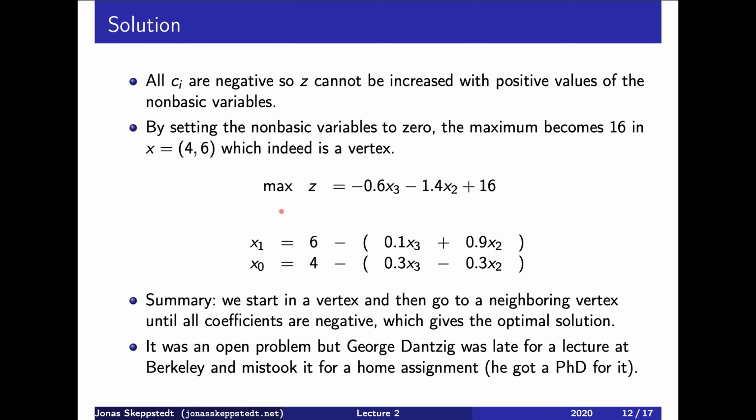In this system, it turned out that the decision variables became the basic variables in the end. That's not necessarily the case. And if a decision variable is a non-basic variable, then it will be 0. Okay? So what we do, we start in a vertex and then go to a neighboring vertex. And we continue until all the coefficients are negative, and then we have found the optimal solution.